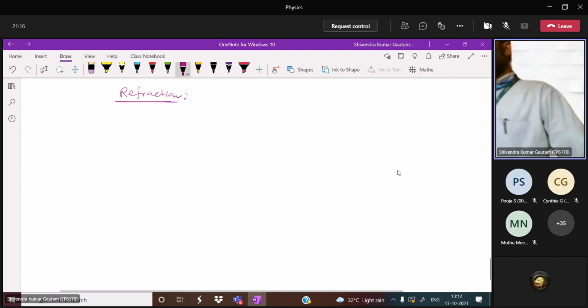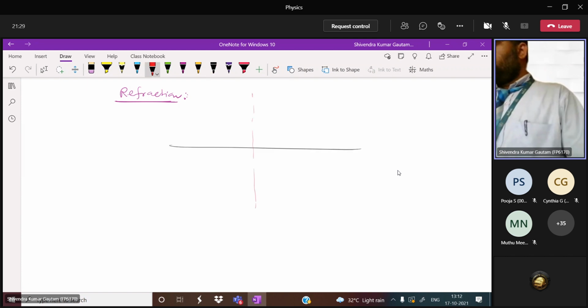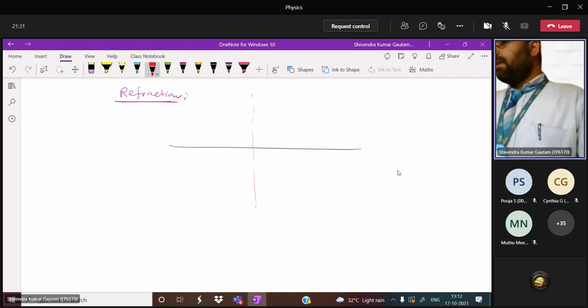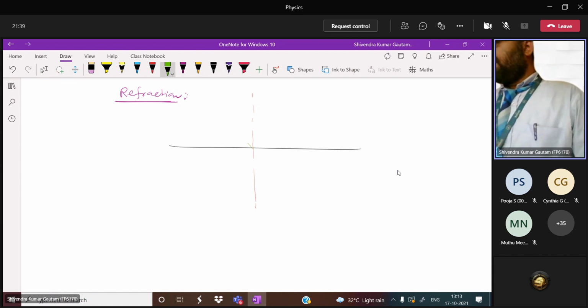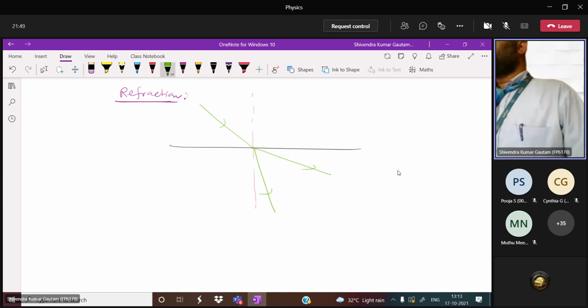Now see, in refraction a ray passes from one medium to another medium. This basic theory you have studied in 9th and 10th class also. The bending of a ray of light when it goes from one medium to another, rarer to denser or denser to rarer: if it goes from rarer to denser it bends towards the normal, otherwise it bends away. So the bending of a ray of light passing from one medium to another medium is called refraction.